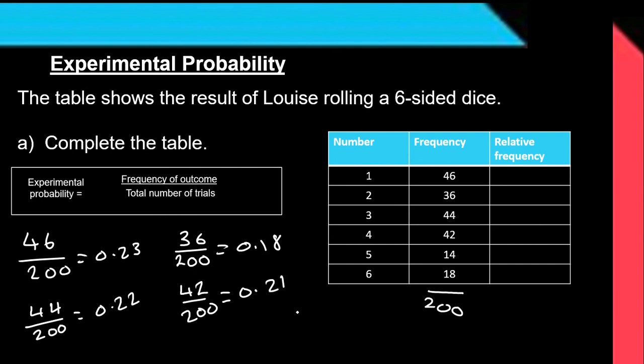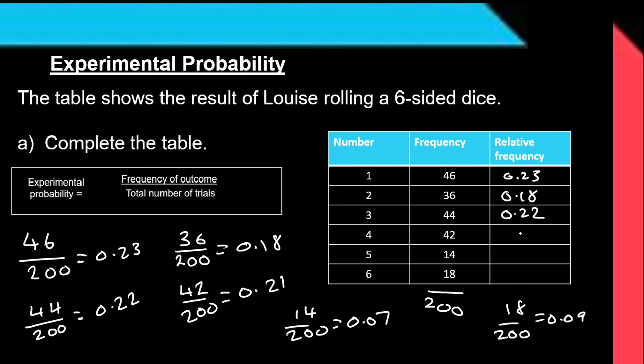5 and 6 are quite low, so she has 14 out of 200, and we get 0.07. And then the 6 is going to be 18 out of 200, which is going to be 0.09. So now that I have all my numbers, just like with probability in previous questions, the relative frequency has to add up to 1. So that's how you can check if you've done it correctly. Even when you do an experiment, your relative frequency is based on the trial. When you add them all up, it should still equal 1, which it does.